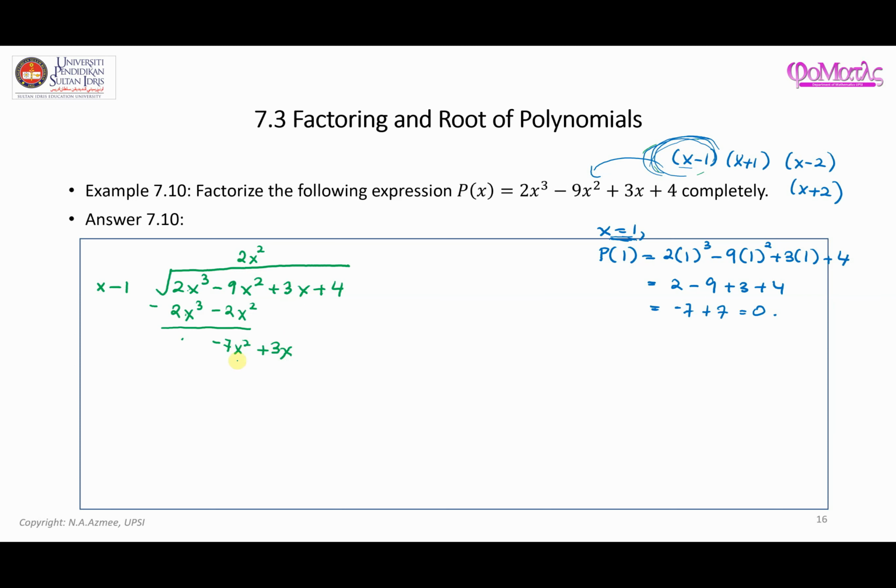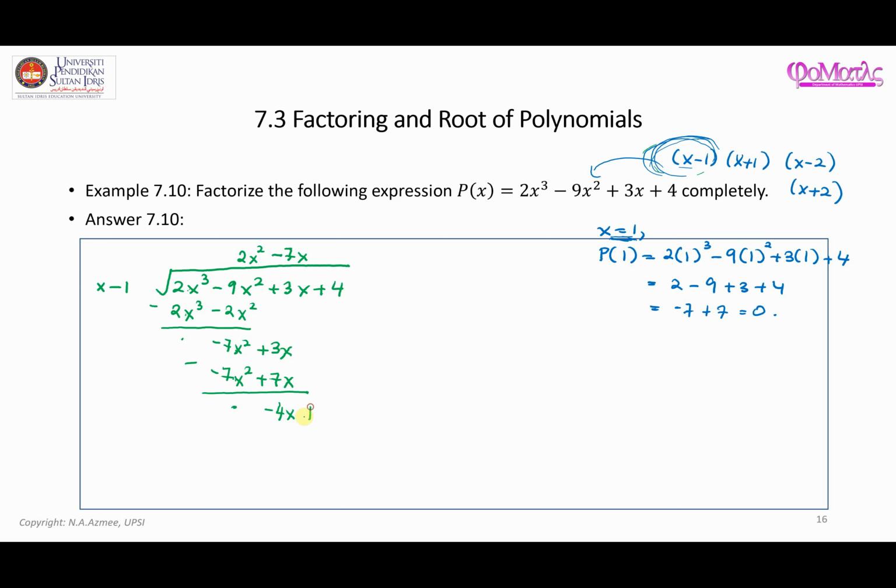Now, how do I get negative 7x squared? So I have to multiply that with negative 7x. Negative 7x times x will be negative 7x squared. Negative 7x times negative 1 will be positive 7x. Subtract. This term here will be gone. 3 minus 7 will be negative 4x.